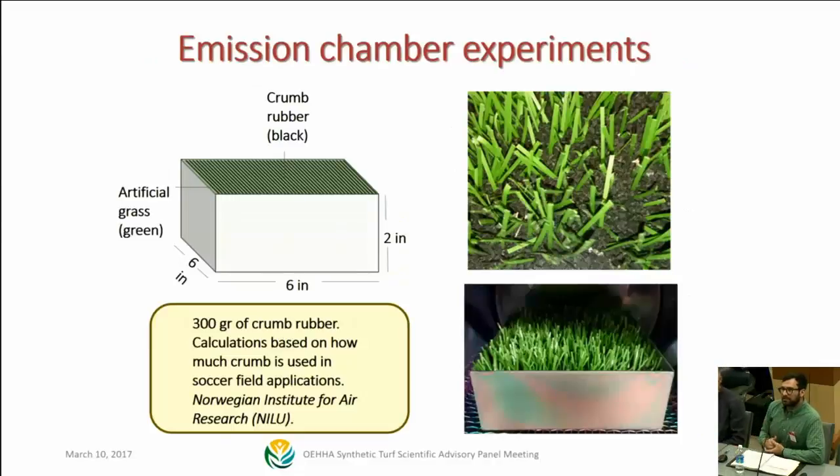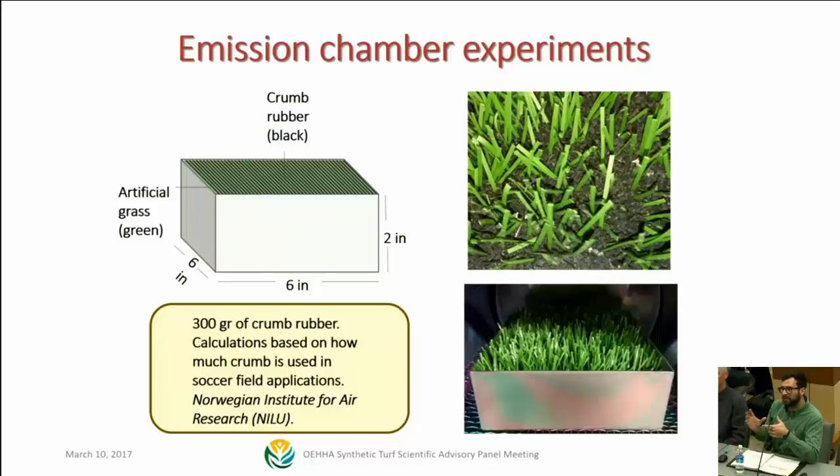So to answer the first questions, we recreated a section of the turf, which included the grass blades, the backing material, and the crumb rubber. We used about 300 grams of crumb rubber, and our calculations were based on how much crumb is usually used in soccer field applications, based on previous reports from the Norwegian Institute for Air Research.